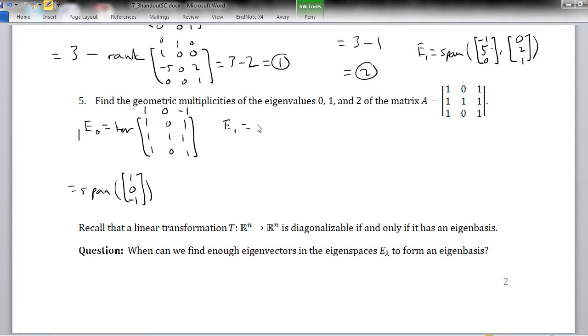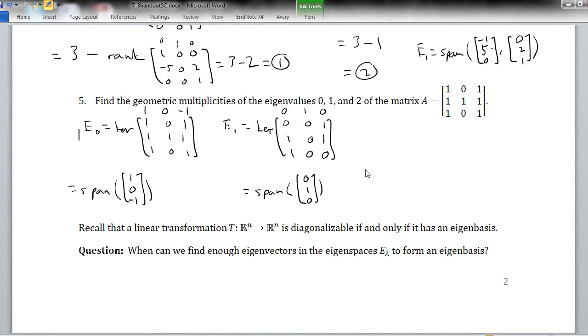Similarly, E1 is going to be the kernel of A minus 1 times identity. So I need to subtract 1 from the main diagonal. And I get 0, 0, 1, 1, 0, 1, and 1, 0, 0. And this time the first and third columns are independent, and the second column, being the 0 vector, is redundant. So I have a linear relation with coefficients 0, 1, 0, and that tells me that this one-dimensional kernel is spanned by the single vector 0, 1, 0.